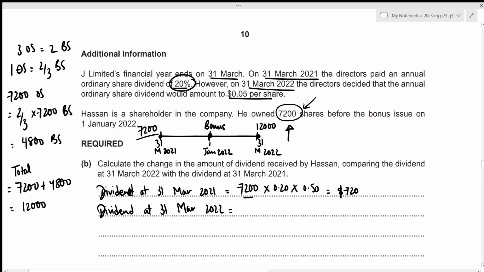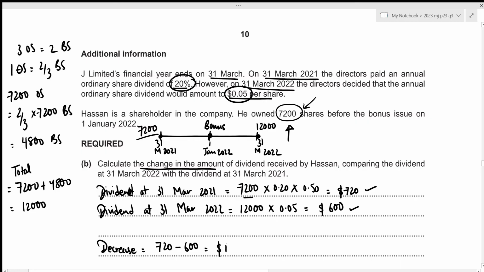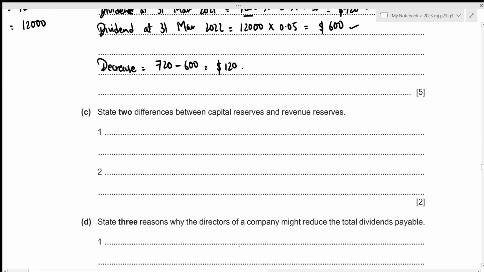And at this date, the annual ordinary share dividend would amount to 0.05 per share. In order to figure out the total dividend, we just need to multiply the number of shares, which is 12,000, by the rate of dividend, which is 0.05. And this gives the new dividend amount to be 600. And in this question, we were asked to calculate the change in the amount of dividend. So previously it was 720, now it's 600. Clearly, there's a decrease. So the decrease is just going to be the difference: 720 minus 600, which is 120. That's all for the second part of this question. Let's move towards the third one.